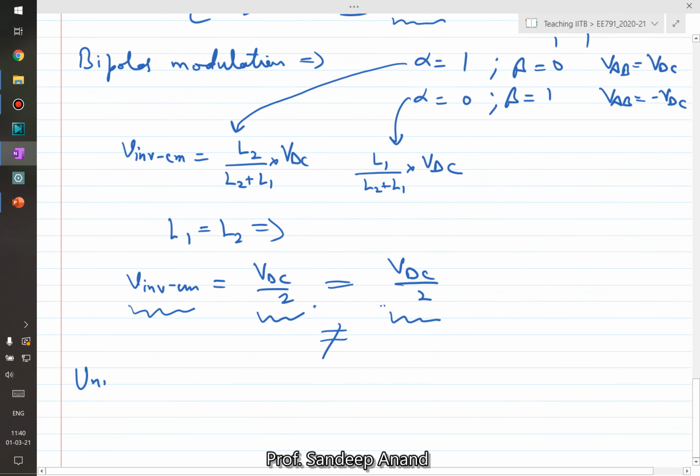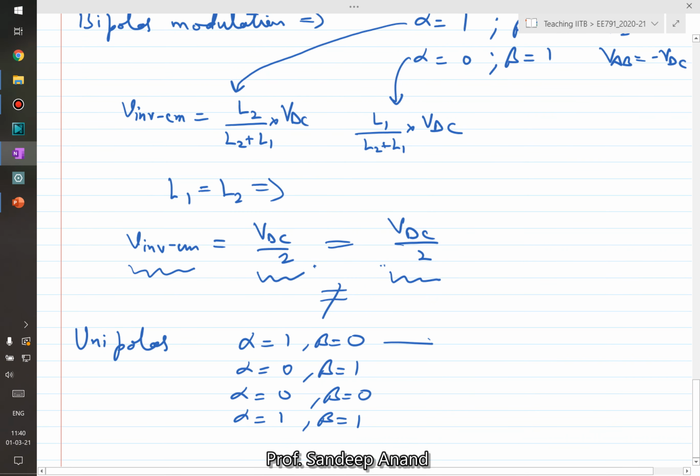You can see what happens in unipolar for yourself, right? In unipolar, you can now have independent states, so alpha could be equal to 1, beta equal to 0, or alpha equal to 0, beta equal to 1, or alpha equal to 0, beta equal to 0, and alpha equal to 1, beta equal to 1. So you would use, let's say, switching between this one and one of these two states. You can find the common mode voltage in the two scenarios, and see whether the common mode voltage remains constant or varies with the switching frequency. If you do this analysis, you will find the common mode voltage is a function of switching frequency in the case of unipolar, and therefore there is a leakage current.